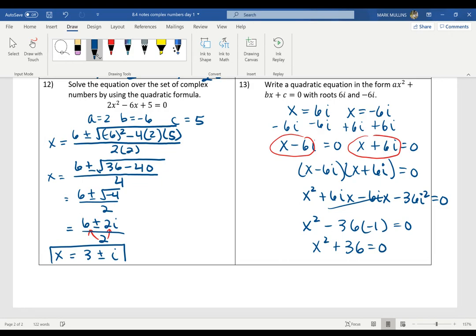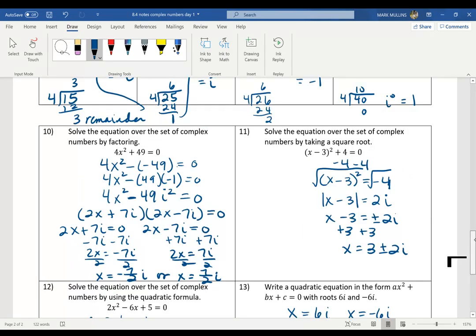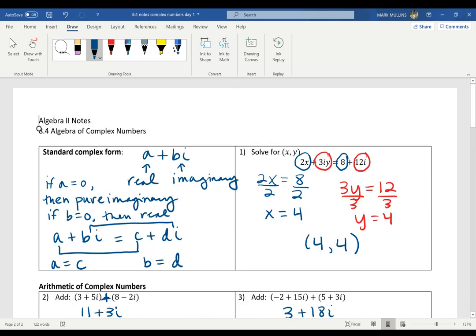So this is the end of our day 2 complex number notes. Please make sure to ask questions in class if you need help. We will have a big complex number quiz after these notes. That'll be the next day, review and a quiz.